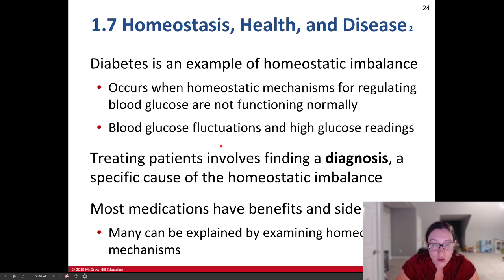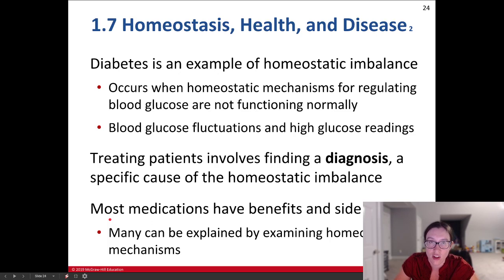And so we have to treat the patient by finding a diagnosis. First we have to figure out what's wrong. What is causing this homeostatic imbalance? Is it type 1 diabetes or type 2 diabetes? Is it insulin dependent or non-insulin dependent? Why is this happening? Where is the breakdown? And then once they figure that out, well, is the pancreas not secreting insulin and maybe we need to give them insulin, or are the cells not responding to insulin and we have to make the cells more responsive to insulin? Then we can figure out a couple of different medications and give them medications.